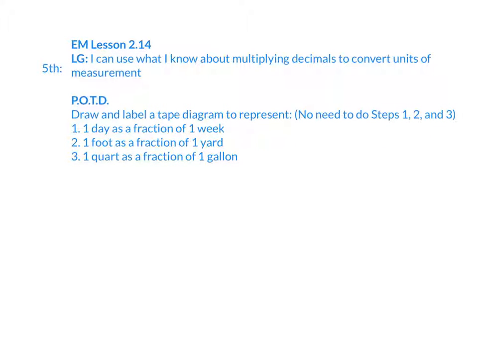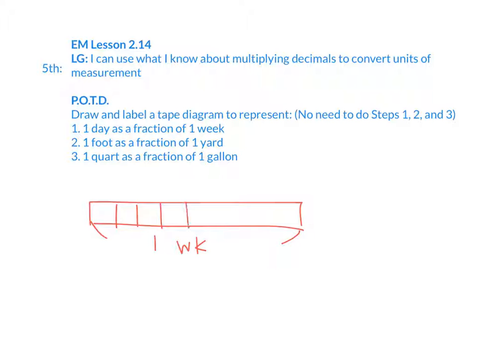So today your problem of the day is a little bit different. Instead of solving a word problem, it tells you to draw a tape diagram to represent one day as a fraction of 1 week. So what that means is your whole tape diagram is 1 week. If your whole tape diagram is 1 week, how many little pieces do you have to split it up into to show one day? 7. Okay, 1, 2, 3, 4, 5, 6. And I can show that this is 1 day, right? So using a fraction then, that's 1 out of how many total parts? 7 parts. Good. So 1 day is 1/7 of a week. Make sense?